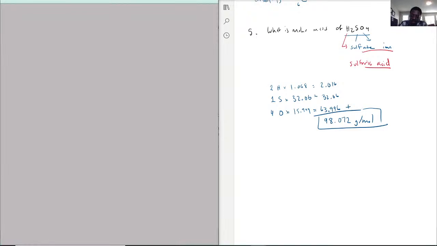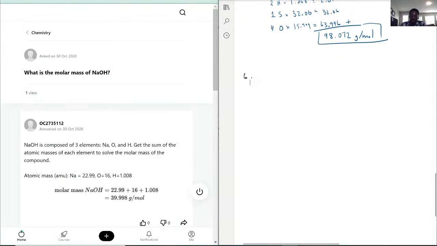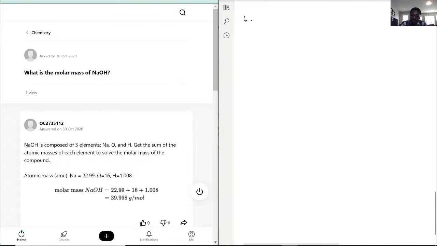And now, question 6. What is the molar mass of NaOH? So, we're going to approach this the same exact way. In terms of first, we'll just get the name of it, and then we'll just break it down to constituents. So NaOH, remember how we name certain things?